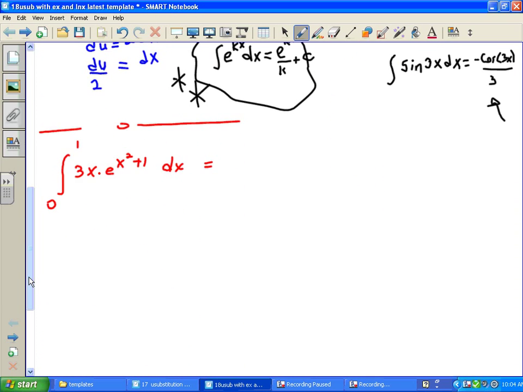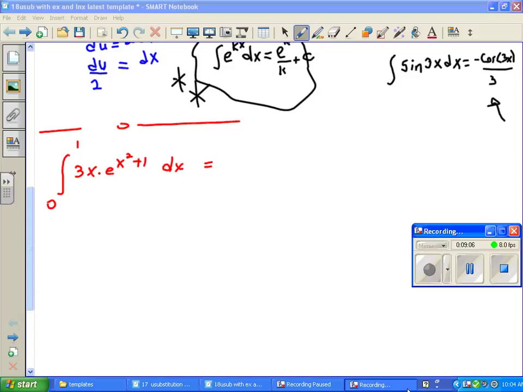Okay, let's take a look at the next one. Integral from 0 to 1 of 3x times e to the x squared plus 1. I'd like to give you a few moments before we solve this one.